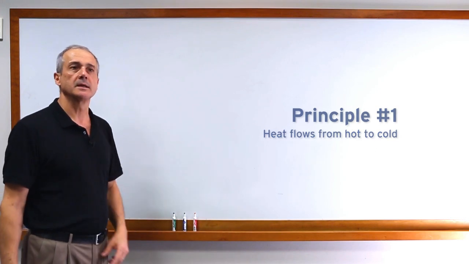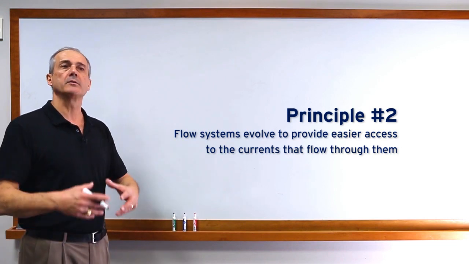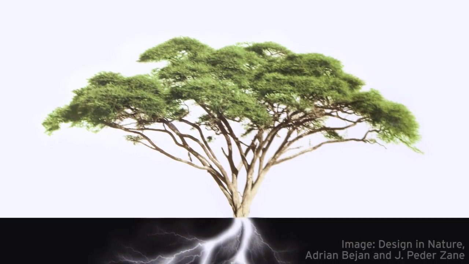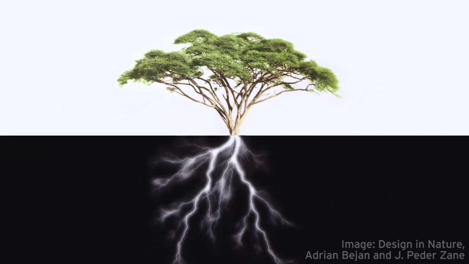Heat flows. And second, the natural tendency of all flows to configure themselves into architectures, if you will, that provide easier and easier access. And here is how to explain and actually predict the shape of the snowflake.